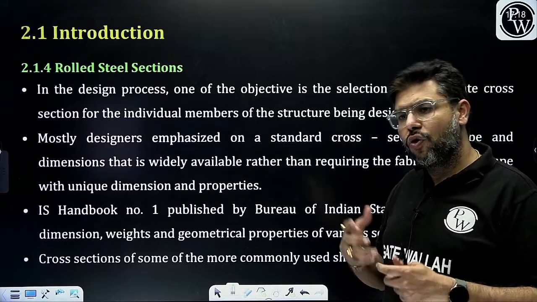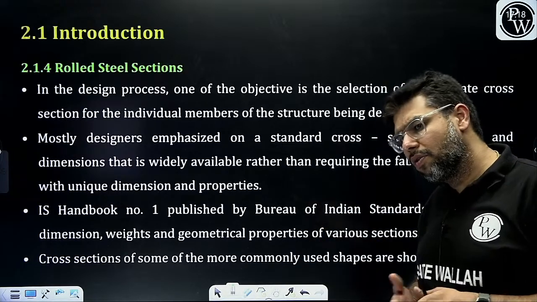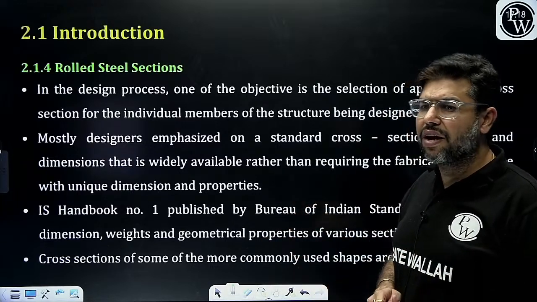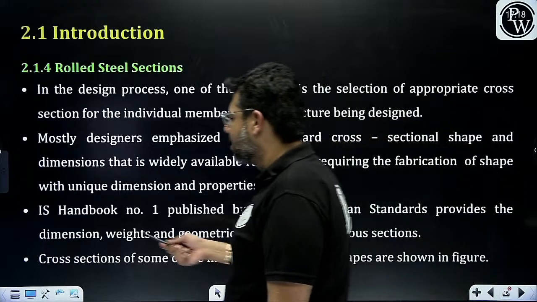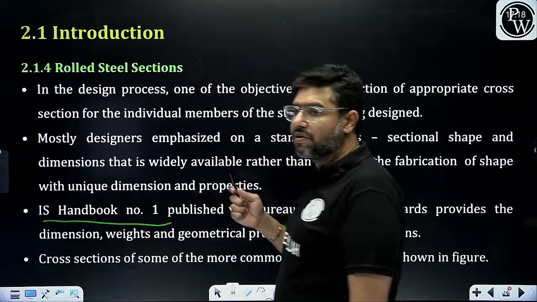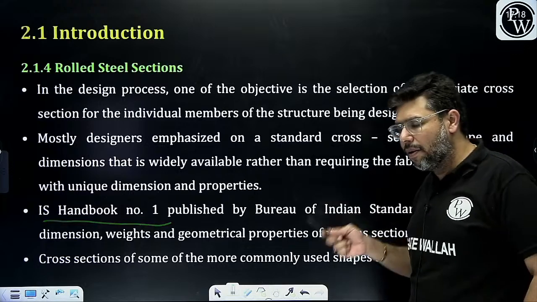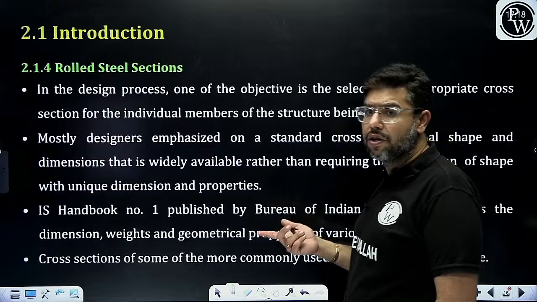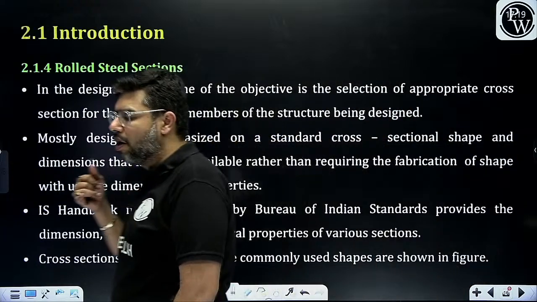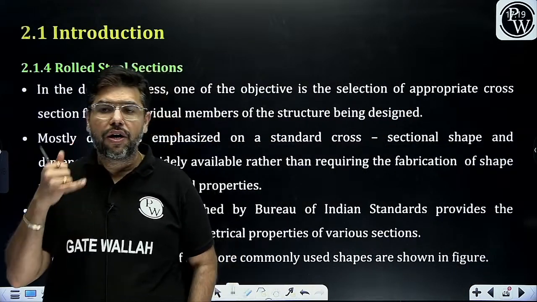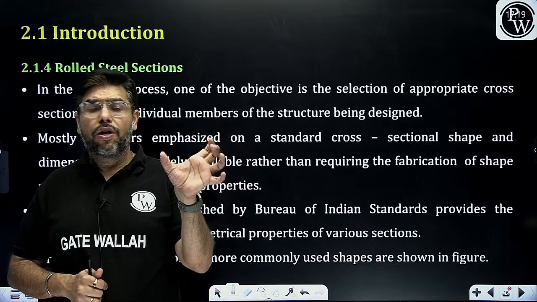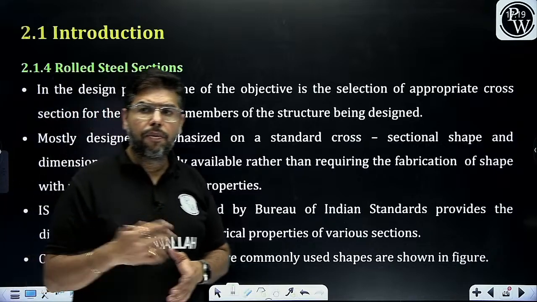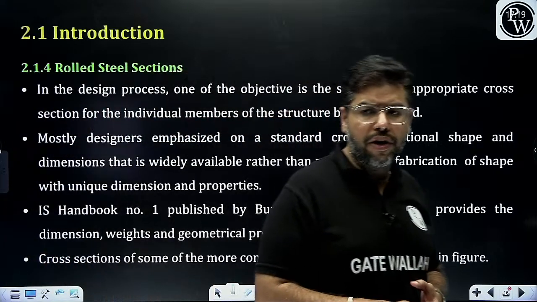Rolling can be hot rolling or cold rolling. There are two kinds of rolling: hot rolling and cold rolling. All the kinds of rolled sections are given in a handbook, that is IS Handbook number 1. This IS Handbook number 1 is available with the designer as well as with the industrialist. So you just have to call the manufacturer of the steel section and mention a code. You say you want this section, they will refer to the IS handbook, make the section for you and deliver it to your site.